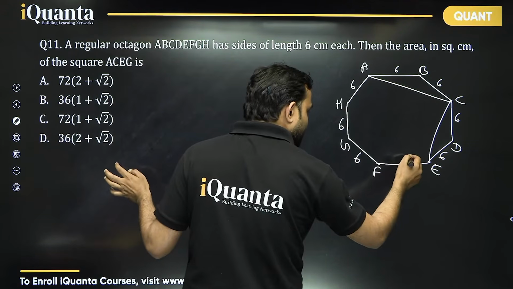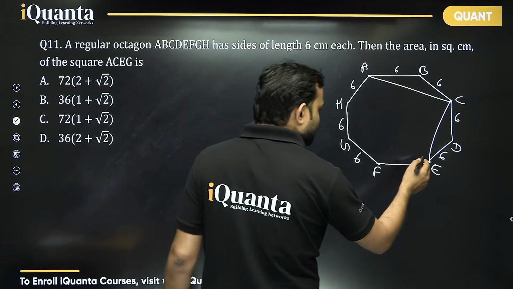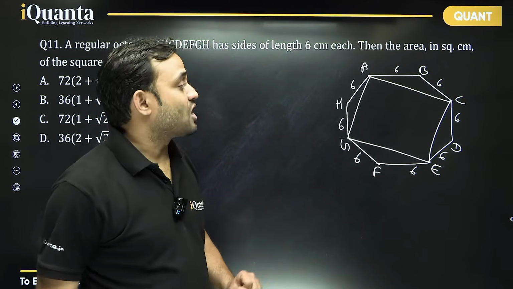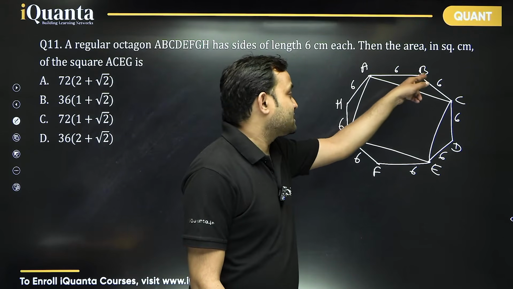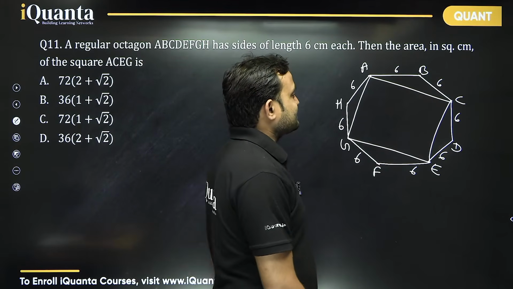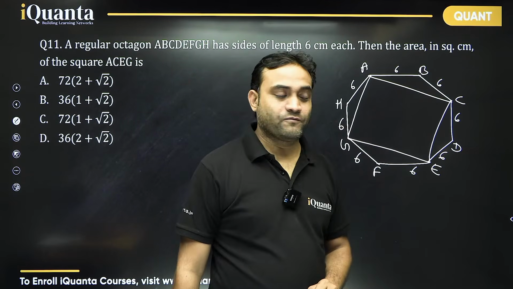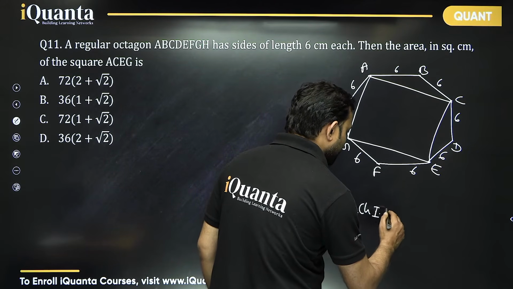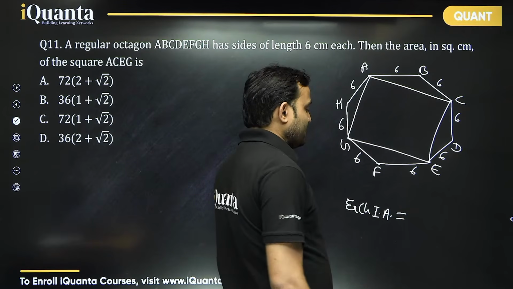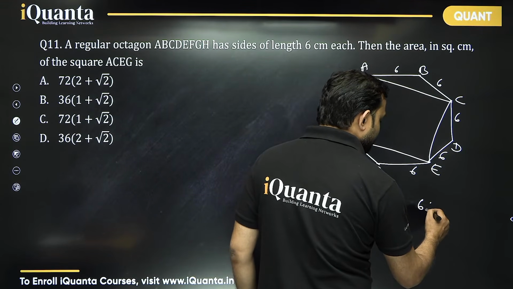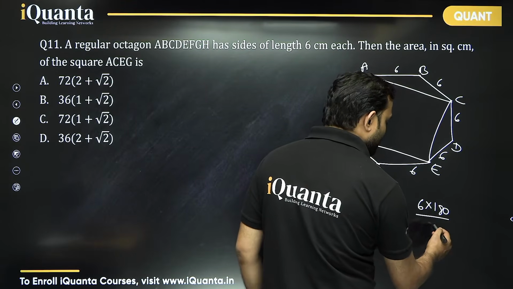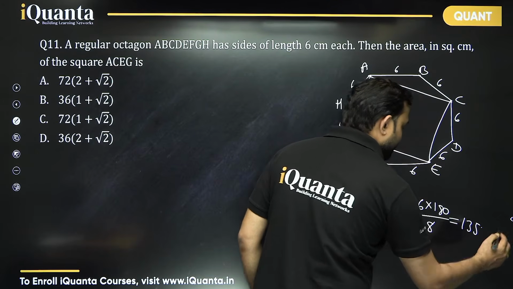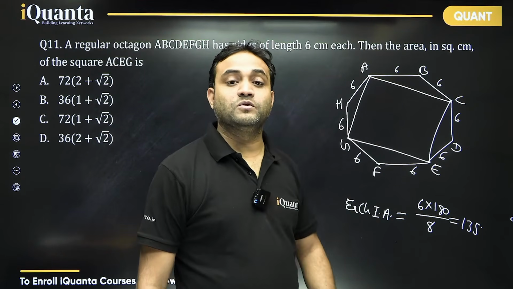ACEG. So we need to take after E it should be G, right? This one. We need to find the area of this square. How can we find it? So focus on this triangle ABC. Can I say each interior angle of the octagon? Each interior angle of this octagon will be equal to (n minus 2) times 180, which is the total sum of all the interior angles, divided by 8, which is equal to 135 degrees. Each interior angle will be 135 degrees.